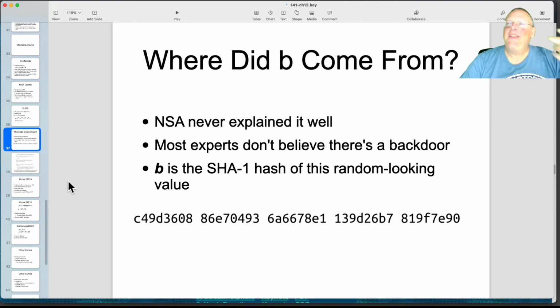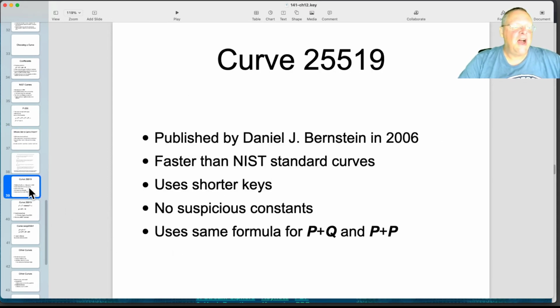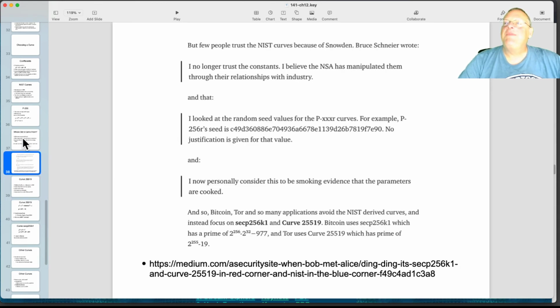So it had the effect that when the U.S. government recommends that you use something, a lot of people decide not to use it. Your textbook author does not believe there's a way in. But a lot of people do.